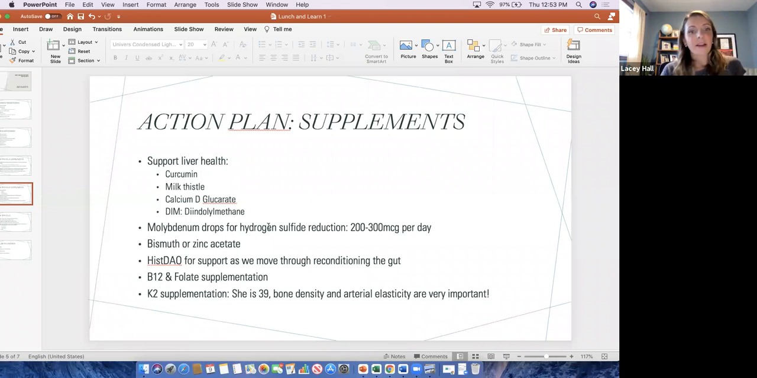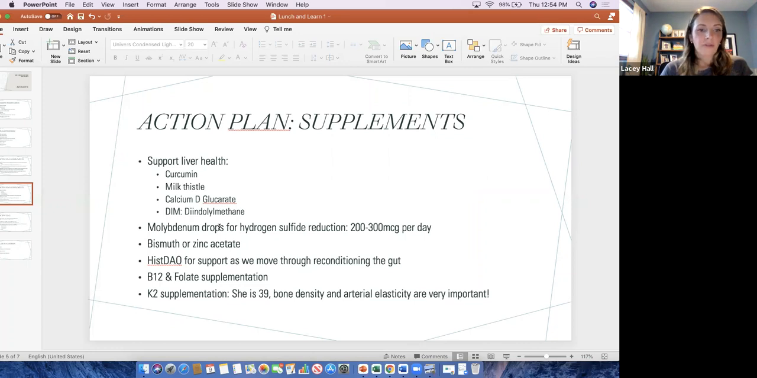Now, hydrogen sulfide. I typically follow the work of Mark Pimentel when it comes to thinking about patients with methane dominance or hydrogen sulfide dominance in SIBO. Now, we're not necessarily dealing with SIBO, but potentially it's in both parts of her intestinal tract. Molybdenum drops do have hydrogen sulfide reducing qualities, and it can play a role in different neurotransmitter pathways as well. And you can add them to water. 200 to 300 micrograms a day is usually enough for the therapeutic benefit.